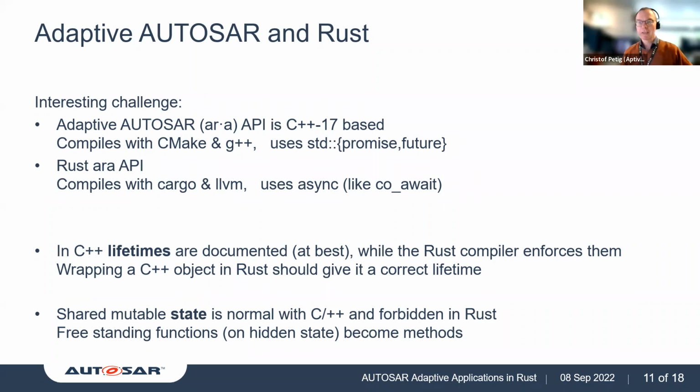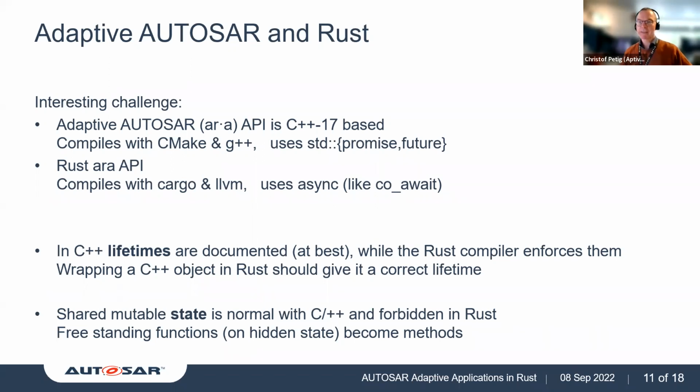In addition, the C++-based adaptive AUTOSAR environment uses multi-threading a lot and uses std::promise and std::future, so C++11 features for this. And we decided for Rust to use a much more modern environment for threading. This is basically the async environment, which I will present a bit more later.